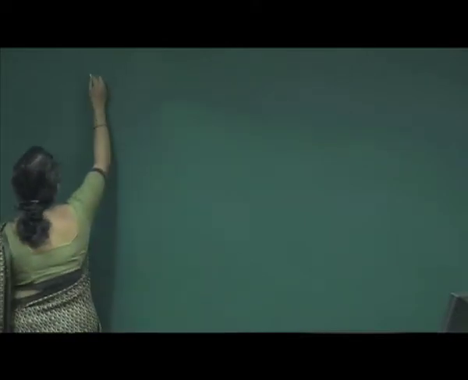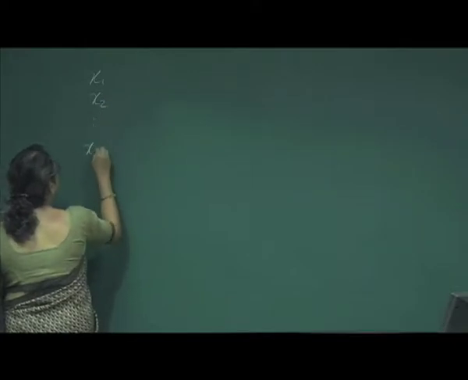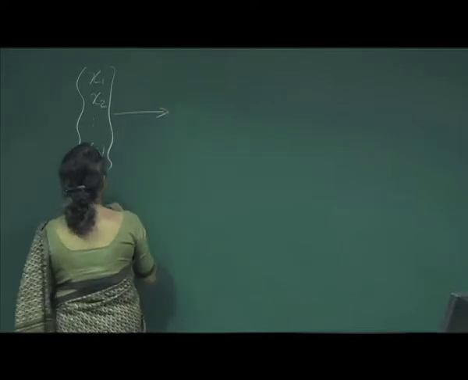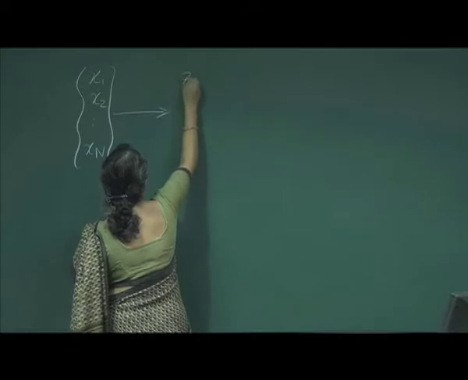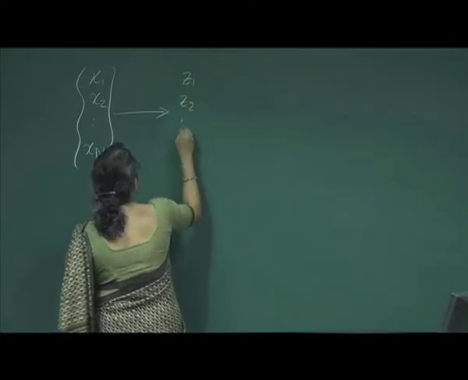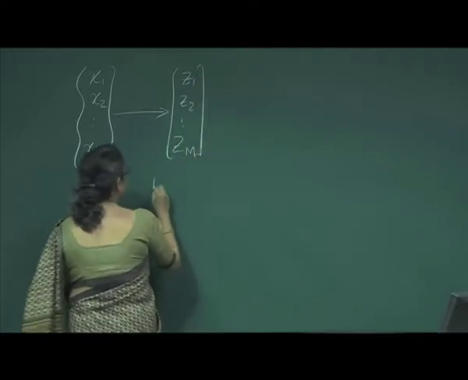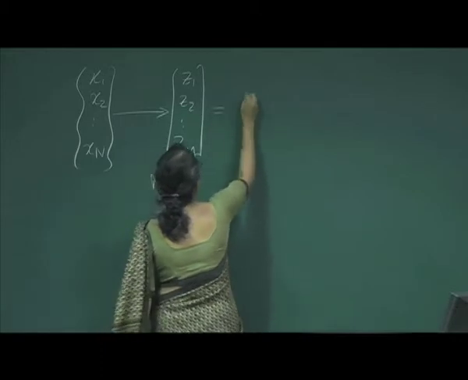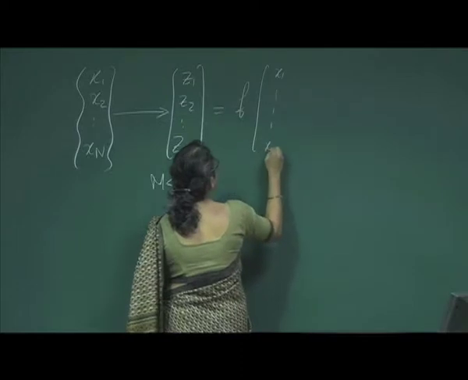So in feature extraction what we have is an n-dimensional feature set x1, x2, ..., xn, and we want to map it to a lower dimensional space which is m dimensional, and we want to get the features z1, z2, ..., zm. These are the new features, where m is less than n, and each of these features is some function of the original feature set x1, x2, ..., xn.